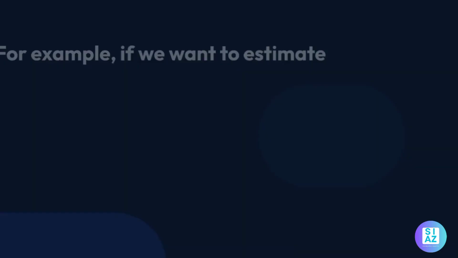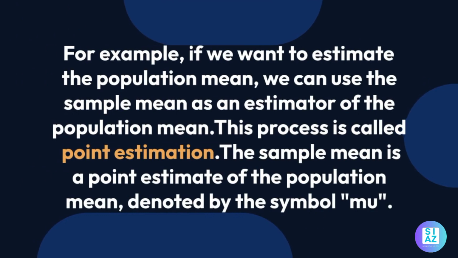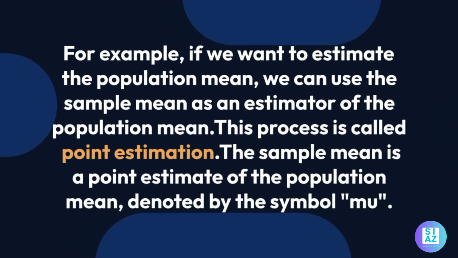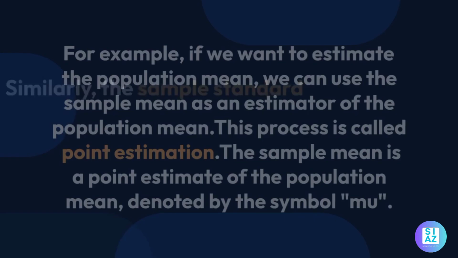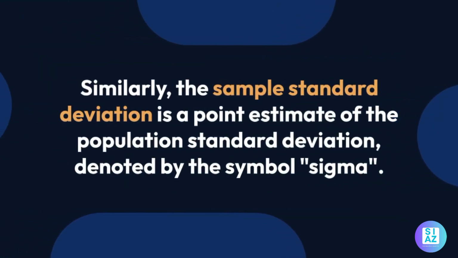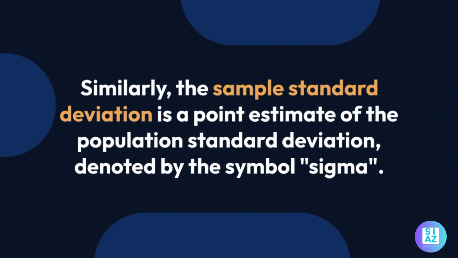For example, if we want to estimate the population mean, we can use the sample mean as an estimator of the population mean. This process is called point estimation. The sample mean is a point estimate of the population mean, denoted by the symbol mu. Similarly, the sample standard deviation is a point estimate of the population standard deviation, denoted by the symbol sigma.